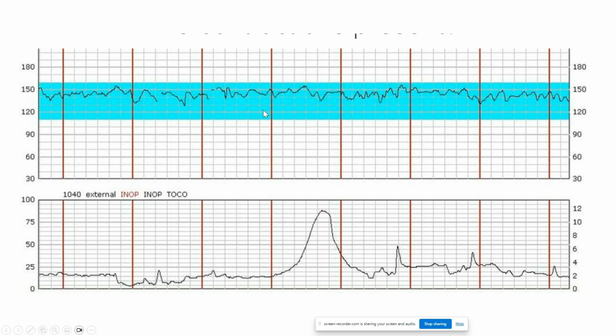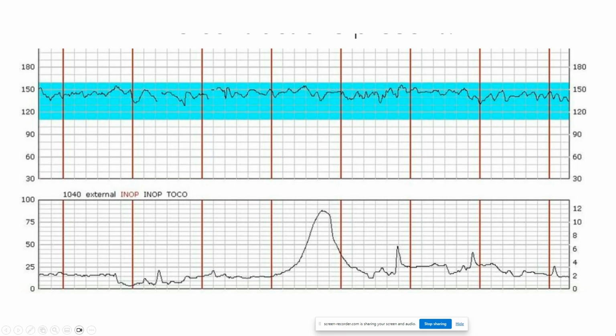We have moderate variability, and we know that that is the most important thing that we're looking at on the strip. We could have a moderate variability and no accelerations and still be fine and still be a good strip. Of course, we would love to see accelerations because that just confirms that our baby is well oxygenated. But because the variability is the most important thing that we look at on a strip, we know that this is a good indicator that our baby is well oxygenated, even with the contractions that we see here.